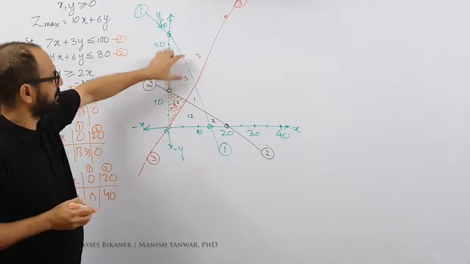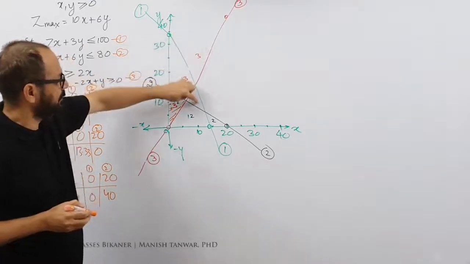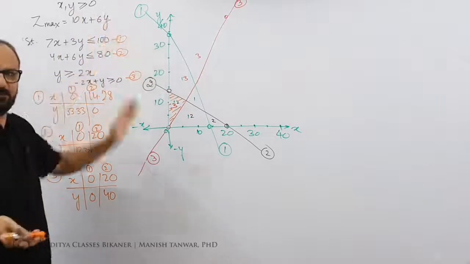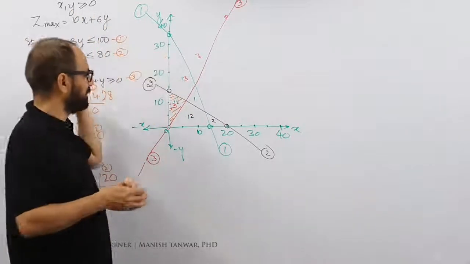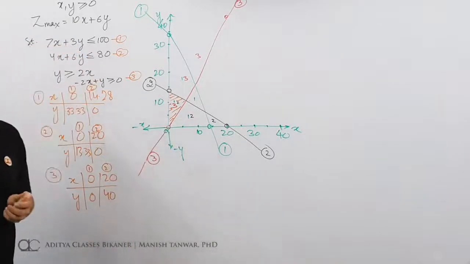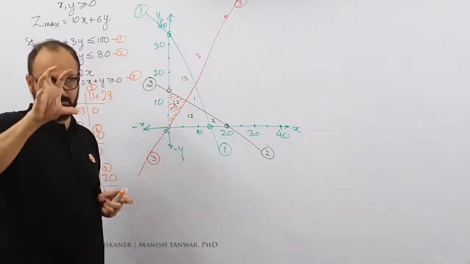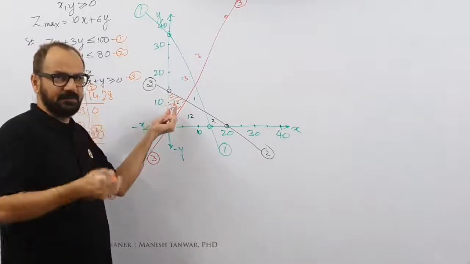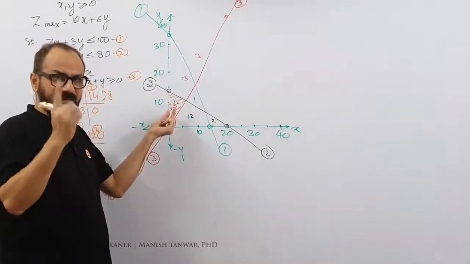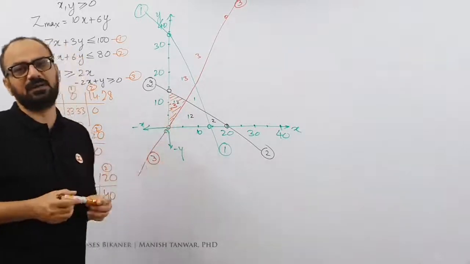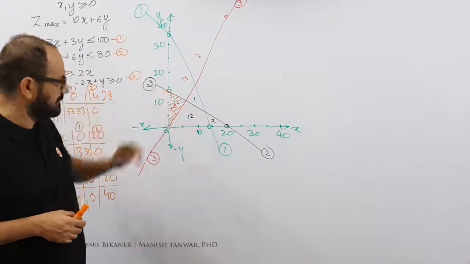This is an area where 1 and 3 are agreeing. This is an area where only 3, only 1, 2. These are the areas where only 3 is agreeing, not 1, 2. So we'll ignore all those areas. We'll take up only this area. Remember, there will be only one and only one region, a polygon, which will be acceptable to all constraints. In this case, it is this.